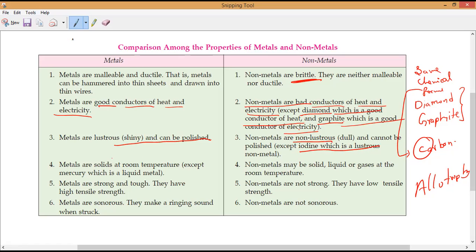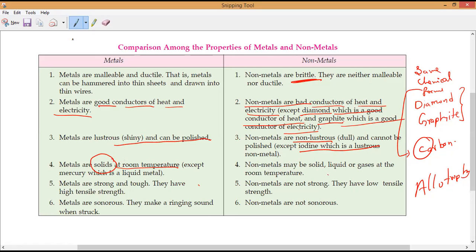Okay. Next, metals are solids at room temperature, except one metal. What is that? Mercury. So except one metal, all the metals are in what state at room temperature? Solid. Solids only. Understanding?